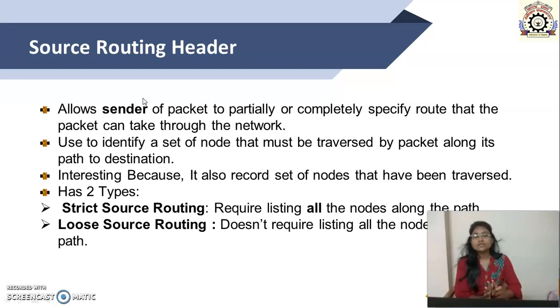If it uses strict source routing, then the sender has to specify each and every intermediate router or forwarding node between the source and destination. But if the source uses loose source routing, it is not compulsory to specify or list each and every intermediate node or router which forwards that packet.